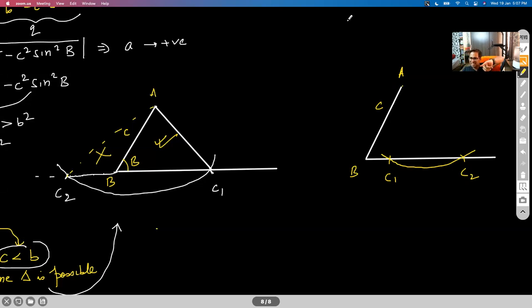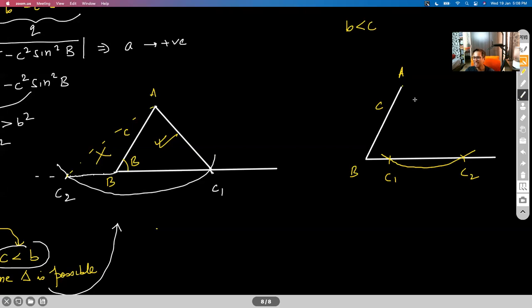See, please understand, b is less than c, right? So it cannot come on this side of C. If it comes on this side, then this length will become more than b, no? But my b is lesser than c. So it cannot come on the left side of B. Are you getting my point? So it is only going to make an arc on the very same side of B. Both C1 and C2 will be on the right side of B.